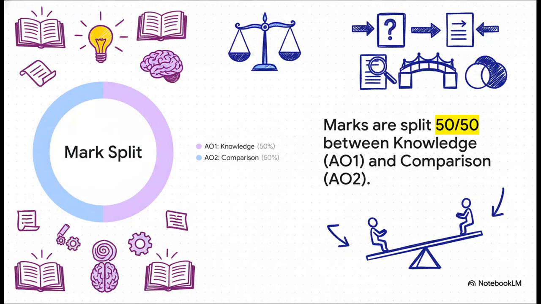And here it is, the first piece of the code. It's a perfect 50-50 split. 6 marks are for what we call Assessment Objective 1, that's your raw knowledge, and the other 6 marks are for Assessment Objective 2, your analysis and comparison. You just cannot favor one over the other. I mean, think about it. You could write the most brilliant fact-filled answer, but if the comparison is weak, you'll top out at 6 marks. That's it. It's a total balancing act.